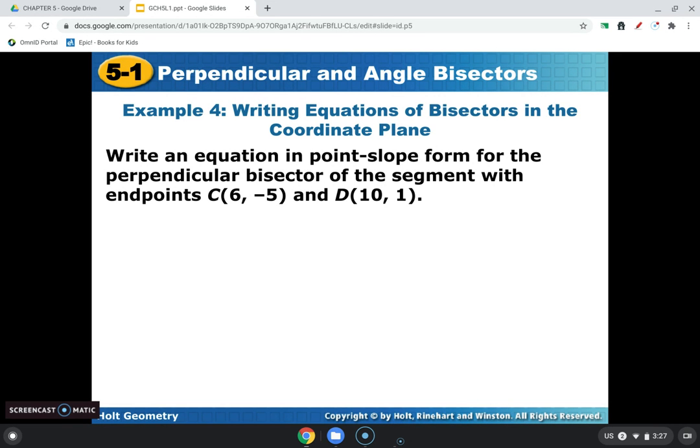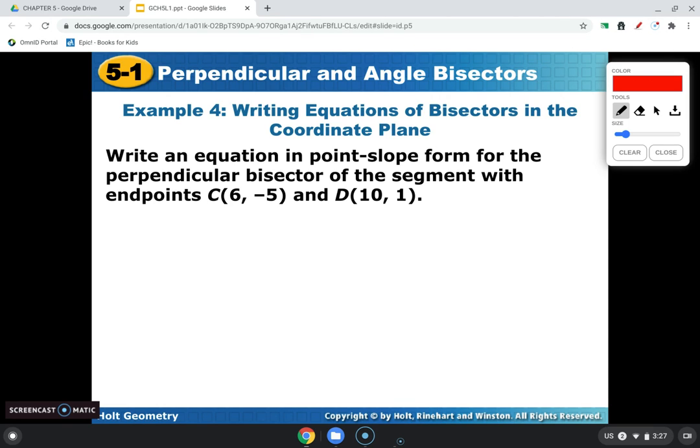All right, write an equation of bisectors in the coordinate plane. Write the equation in point-slope form of the perpendicular bisector with the segment endpoints C(6, -5) and D(10, 1). All right, when you're doing this, you have to find the midpoint and the slope. And then since we're talking perpendicular bisector, you want to take the opposite reciprocal of your slope and then take that and the midpoint and put it in point-slope form. So let's walk through how to do it.